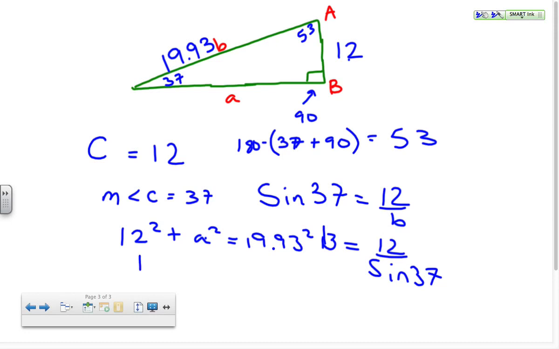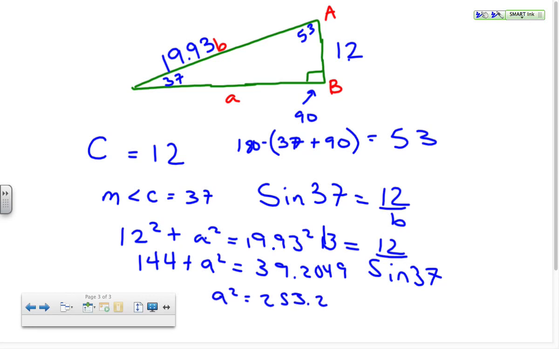So 12 squared is 144 plus A squared is 19.93 squared. It's 397.201. I'm going to subtract 144. A squared equals 253.2. Now I'm going to take the square root. So this side here is 15.9.